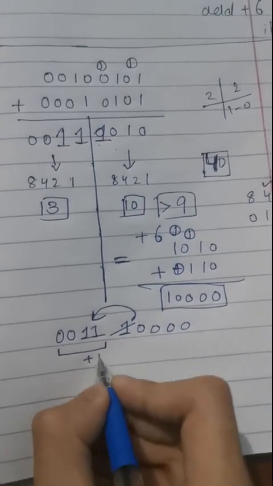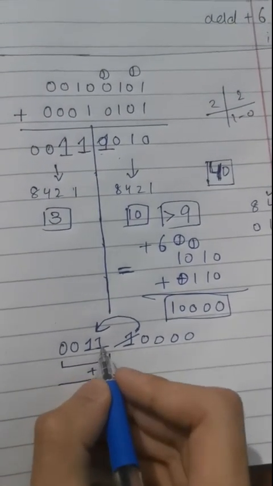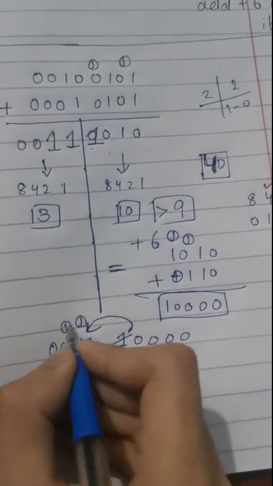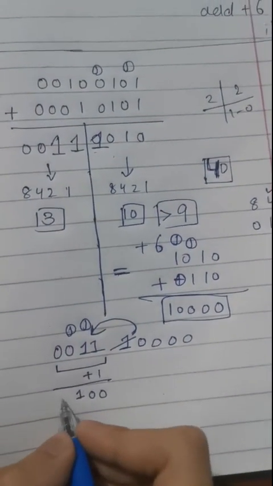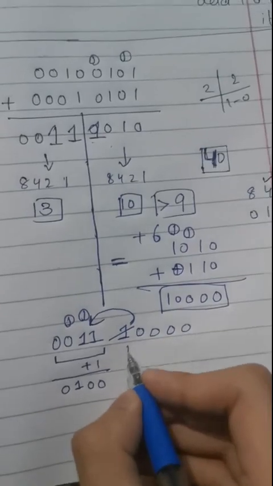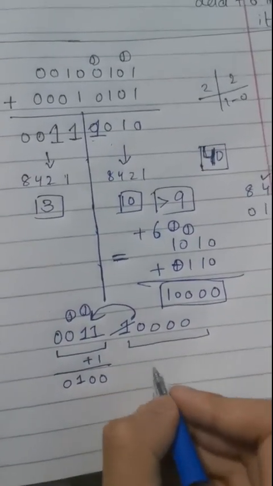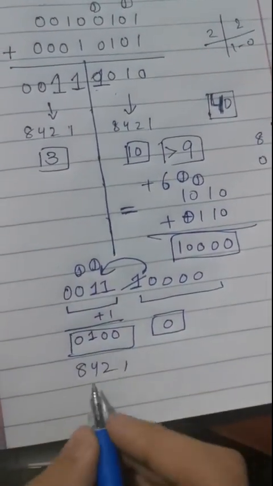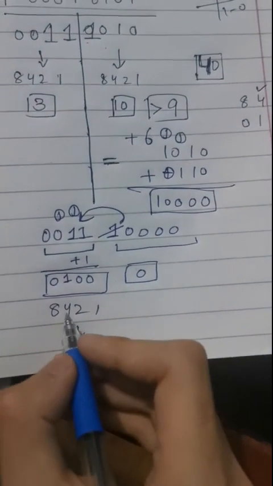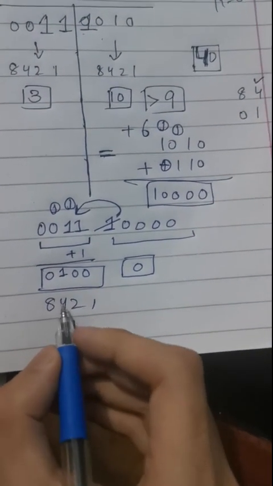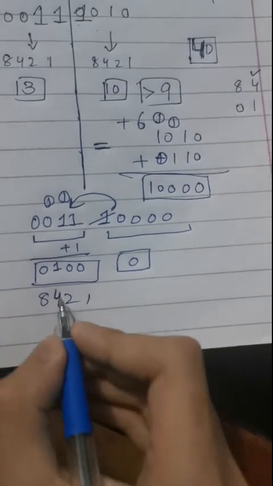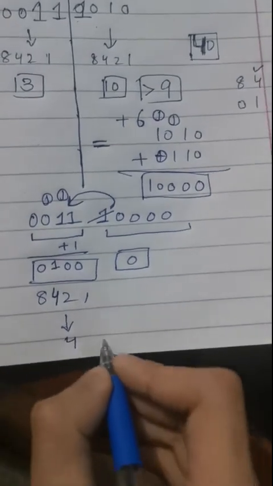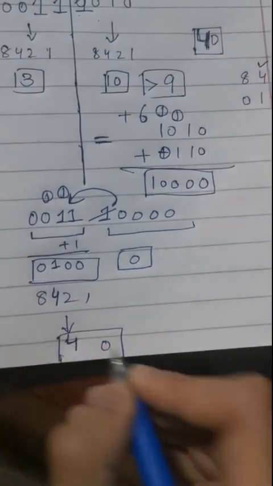So I'm going to add here the carry that is generated here. 1 plus 1 will be 2, 0 and 1. 1 plus 1 will be 2, 0, 1. 0 plus 1 will be 1 and 0. And all these 4 bits correspond to 0. So let's write the 8421 again. What we get is the 4th bit is on, sorry, the 2nd bit. If the 4th bit is on, that means the answer will be 4 and 0, which is 40, and this is the correct answer.